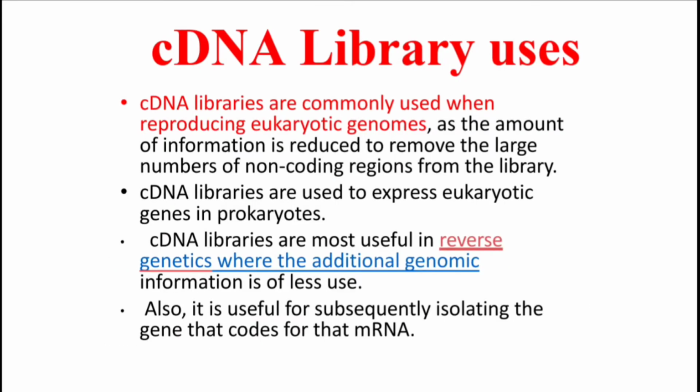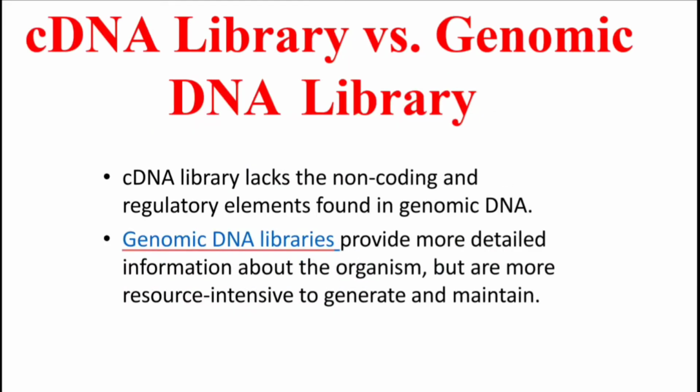Now, what are the uses of cDNA library? cDNA libraries are commonly used when reproducing eukaryotic genomes, as the amount of information is reduced to remove the large number of non-coding regions from the library. cDNA libraries are used to express eukaryotic genes in prokaryotes. They are most useful in reverse genetics, where the additional genomic information is of less use. Also, it is useful for subsequently isolating the genes that code for that particular mRNA.